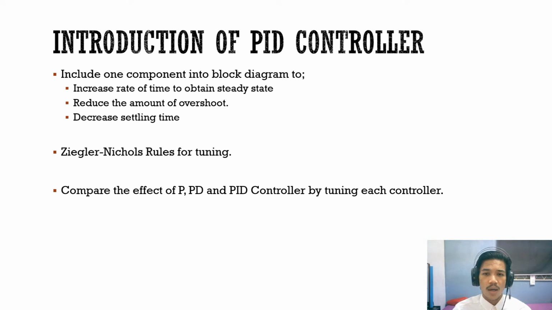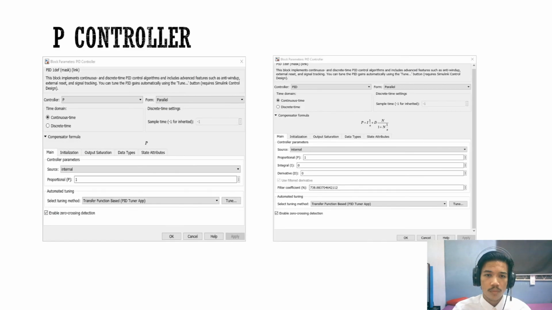PID, where P is proportional, I is integral, and D is derivative. From the PID controller, we're going to compare the effect of P, PD, and PID controllers by tuning each of them. So for the P controller, which is proportional control, we're going to use Simulink to operate this section.